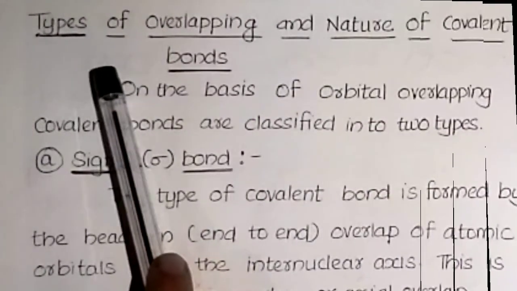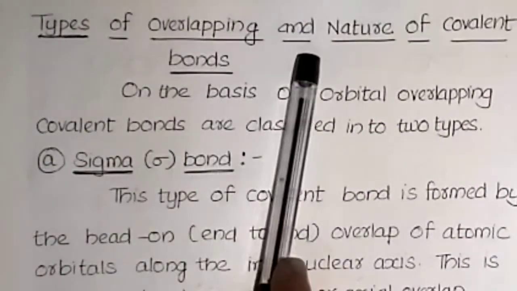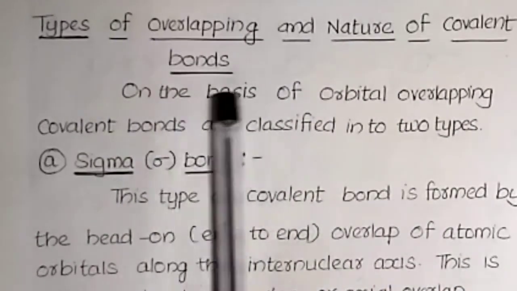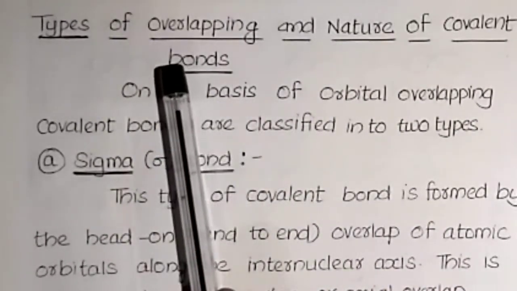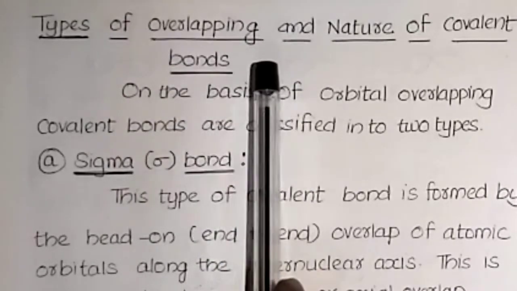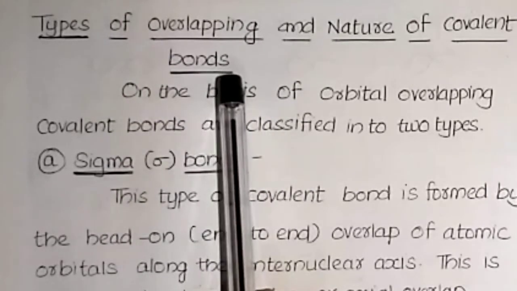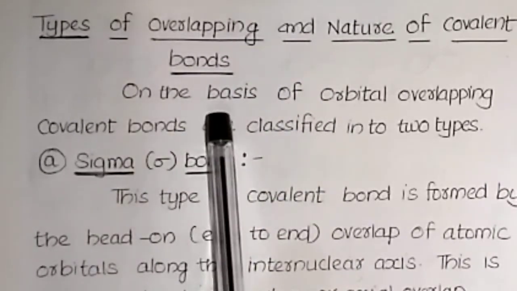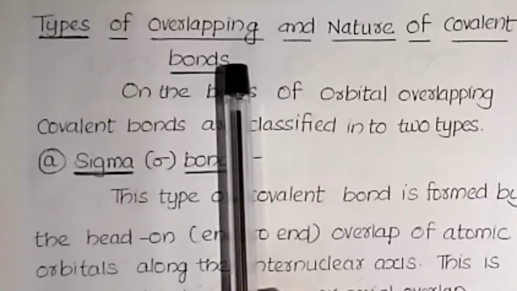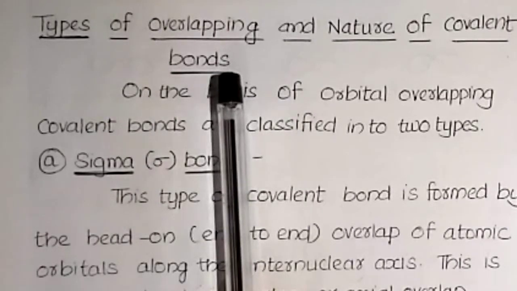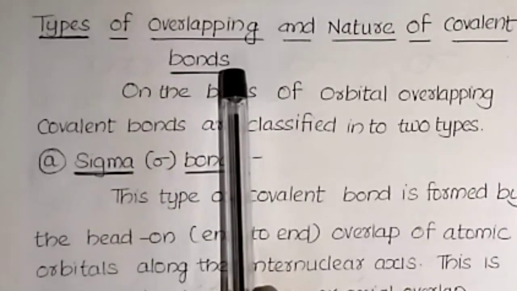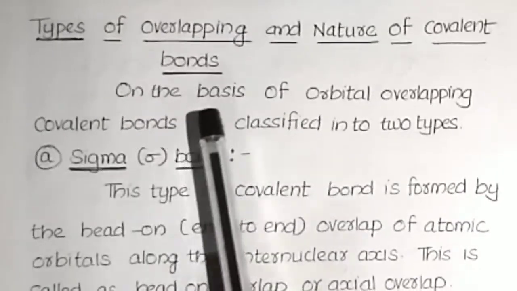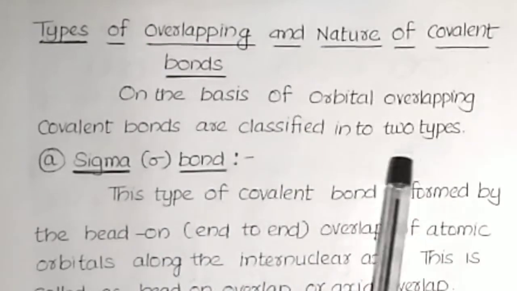Next, our portion is types of overlapping and nature of covalent bonds. On the basis of orbital overlapping, covalent bonds are mainly classified into two types. These orbitals come closer to each other, that means they overlap to form a particular bond.